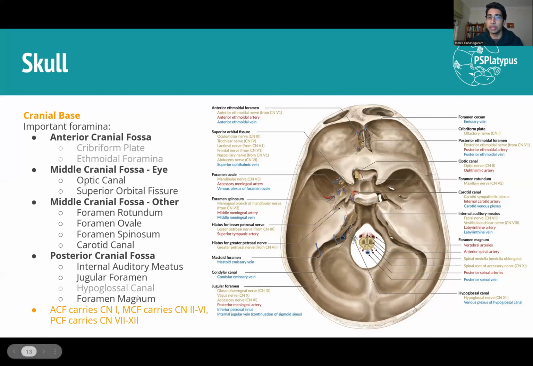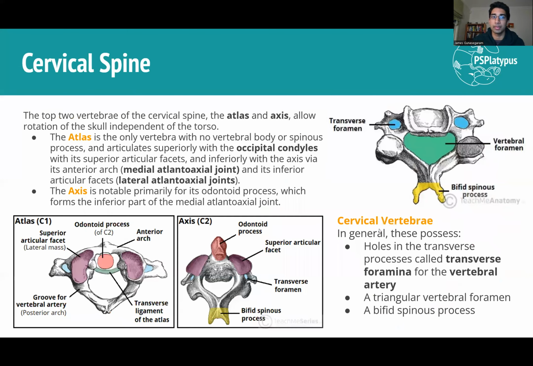Your middle cranial fossa carries your 2 to 6. All of those except for the trigeminal, which is 5, are eye nerves, and so they all just go through the optic canal or superior orbital fissure, which leaves only the trigeminal divisions to come through the main area. The anterior cranial fossa is nothing important except for cranial nerve 1. And then your posterior cranial fossa has all sorts of guys down here, but with time you'll be able to remember those too. Okie dokie, so cervical spine.